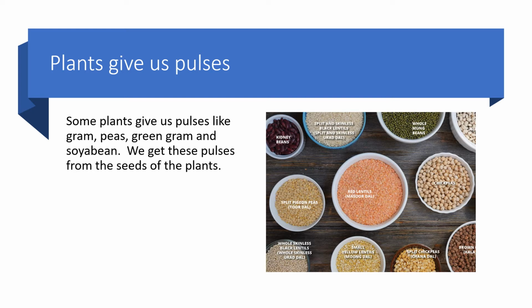Mug. Mug is called whole green beans, or green gram. Dals. Dals are called lentils.